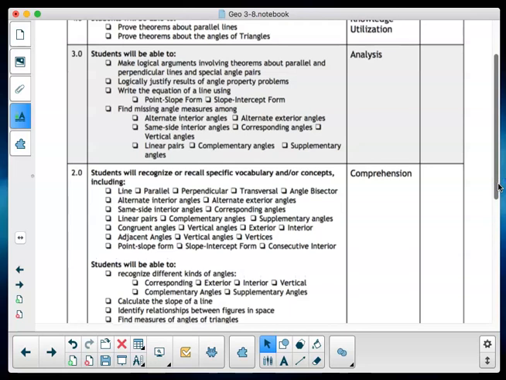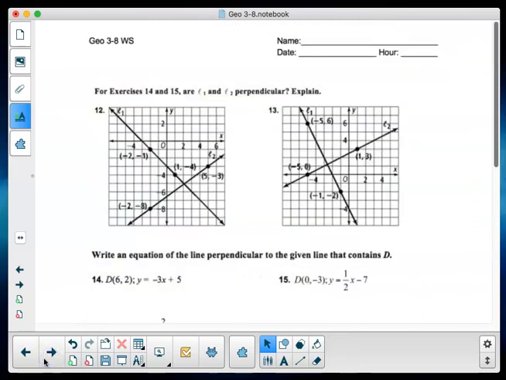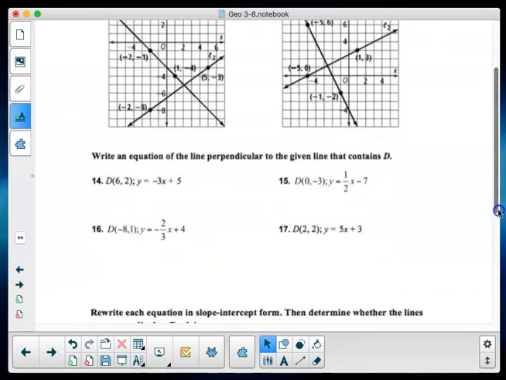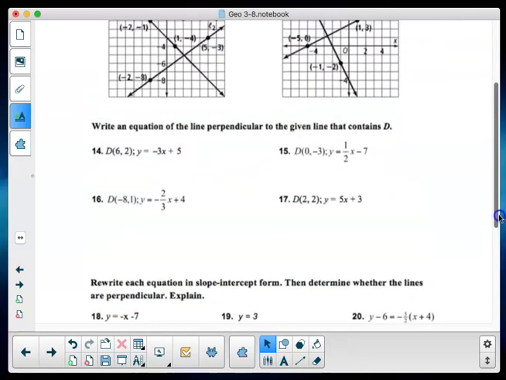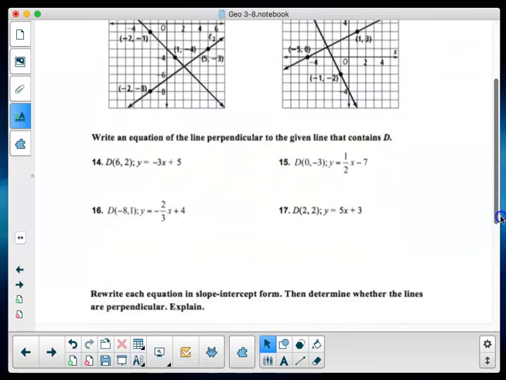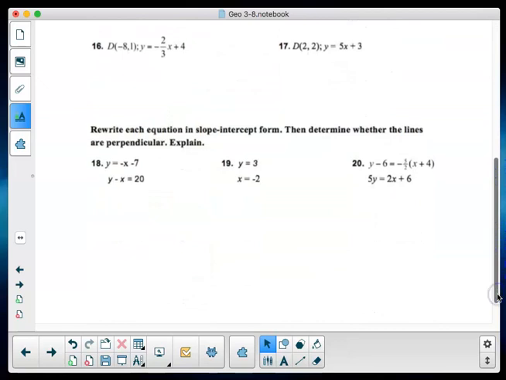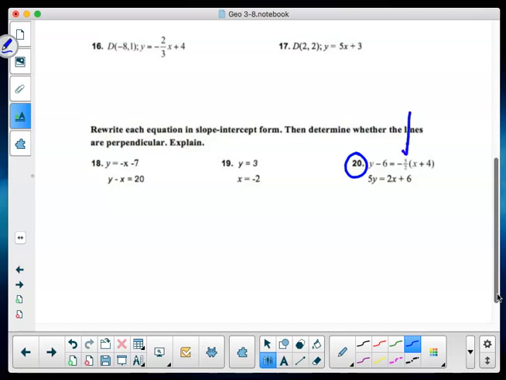Today's assignment is 12 to 20. Okay? That's problem 12 to 20. And again, when you have a situation like problem 20, you have to find the slope. Now, what's really cool about 20, that slope, because it's in point slope form, but this one isn't quite yet.